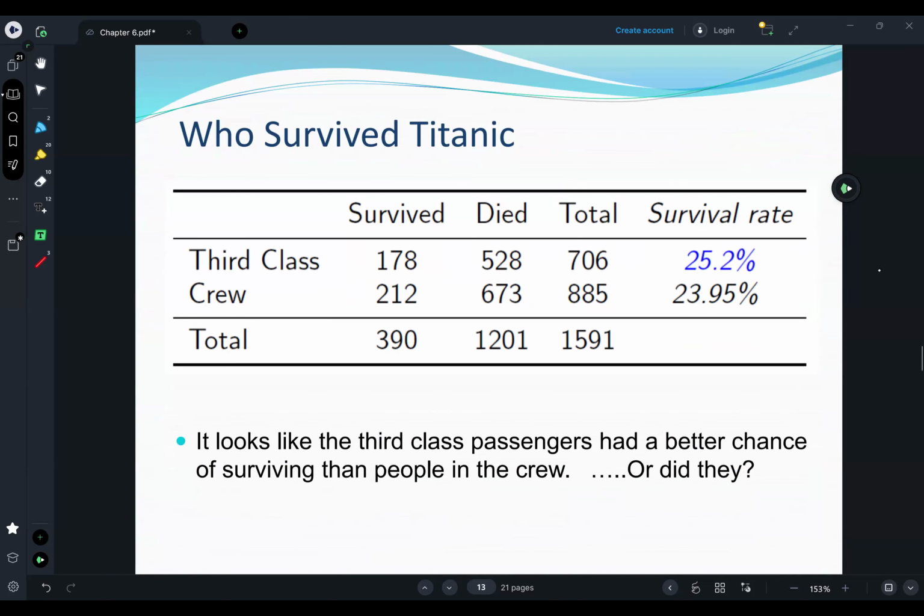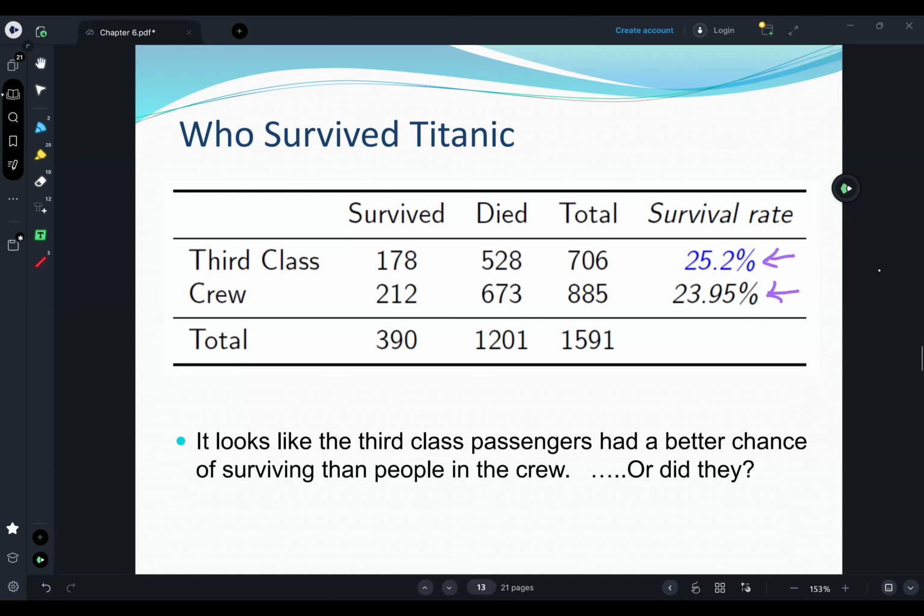So just to orient ourselves, we have two categorical variables. The one is whether they survived or died. So that's survivorship, survived or died, yes or no. And the other categorical variable is the row variable, which is the passenger. It's either third class or they were crew. So how do I get this 25 for here? You can see more third class passengers survived than, say, the crew. How did I get those numbers?